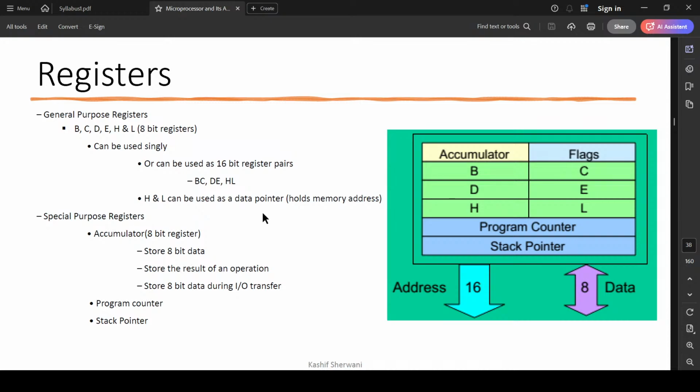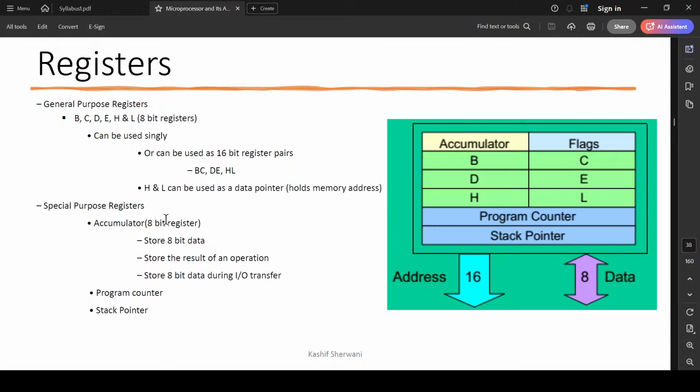What's a memory address? It means, like, you want to say that the program is at some location, let's say 2000. So you can store the value 2000, the program location, in the HL memory address.